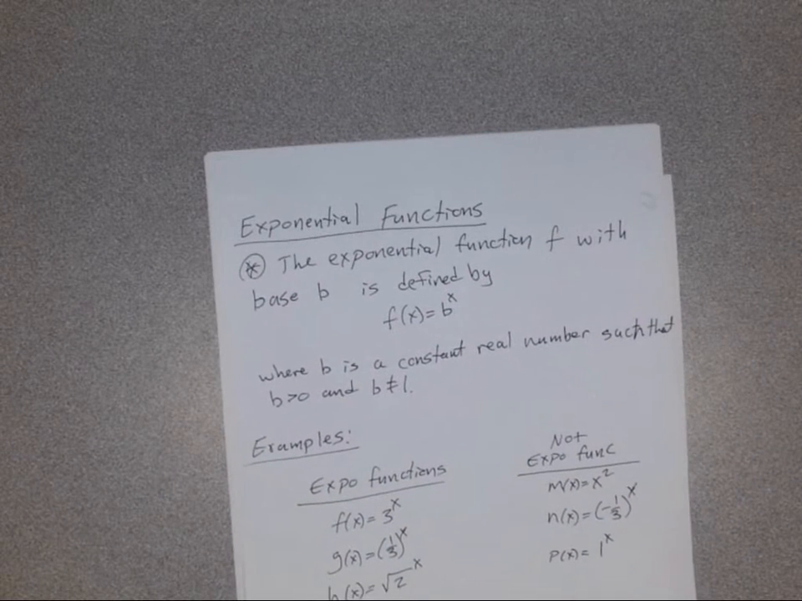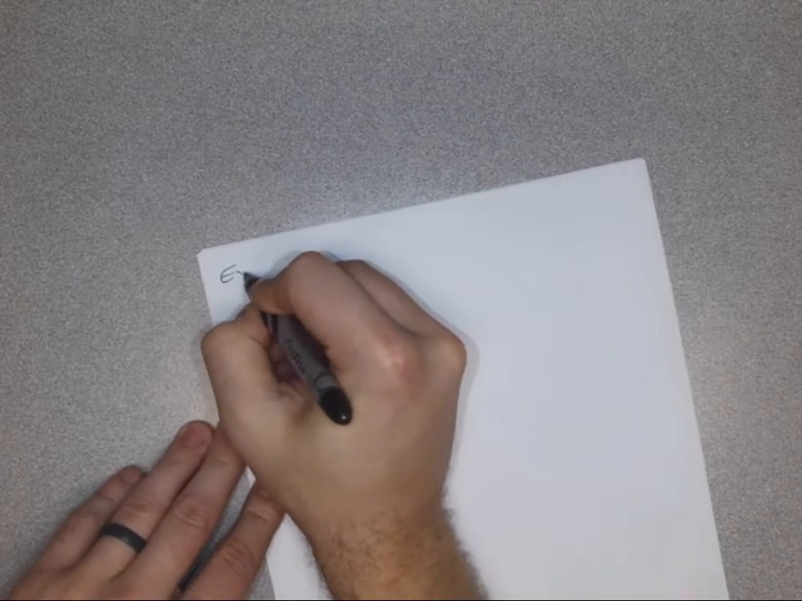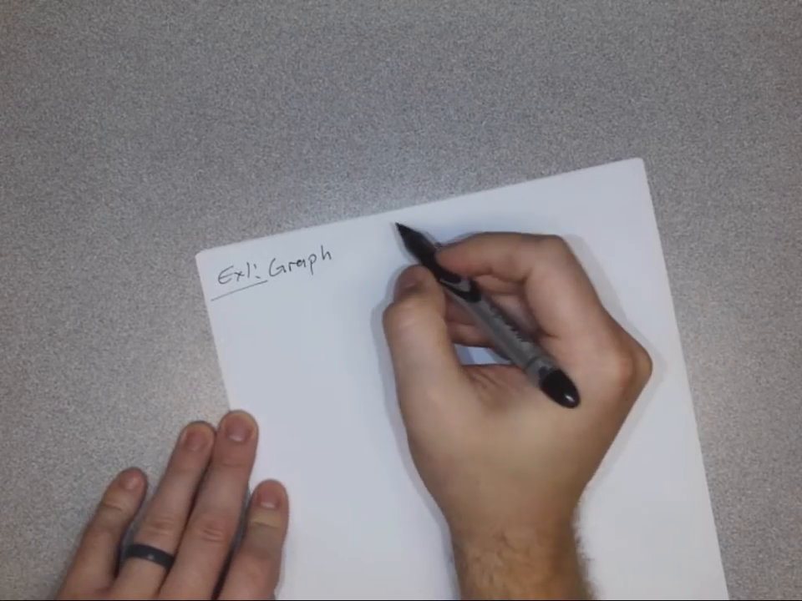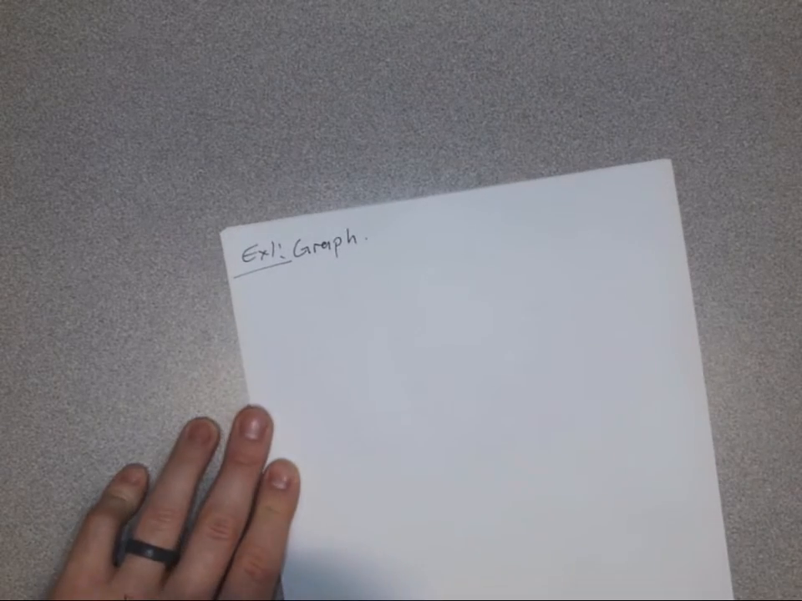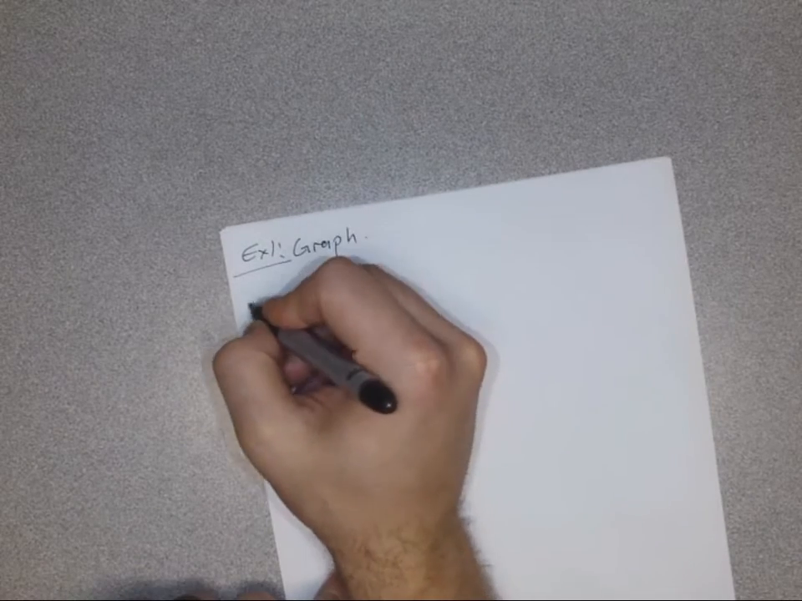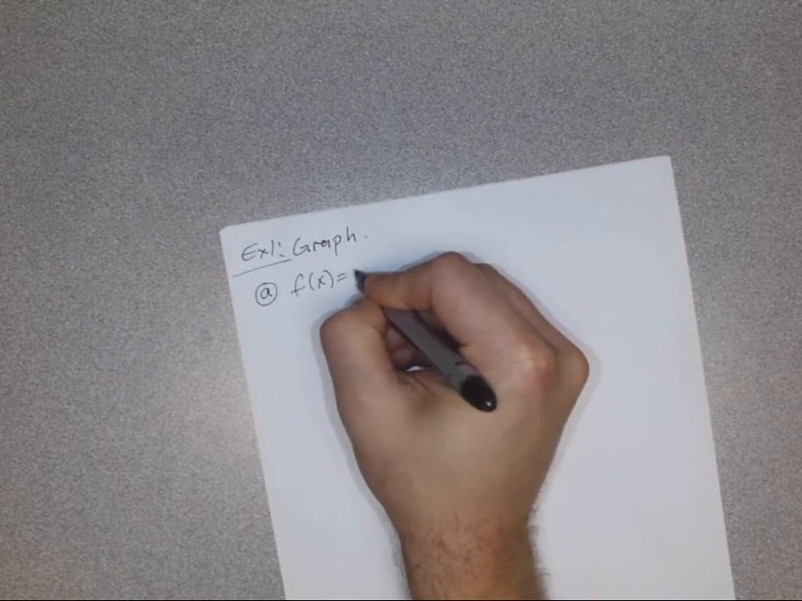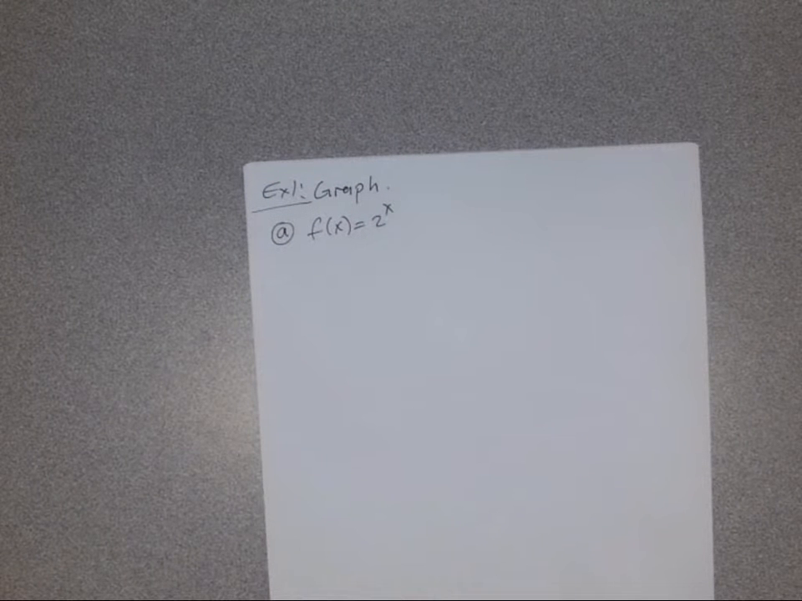Alright, let's look at a graph. Let's see what a graph of one of these looks like. Let's say example 1. Graph. And we'll do a couple examples here. Part A. F of x equals 2 to the x power. We know this is an exponential function because our base is greater than 0 and it's not equal to 1, and our variable is an exponent.